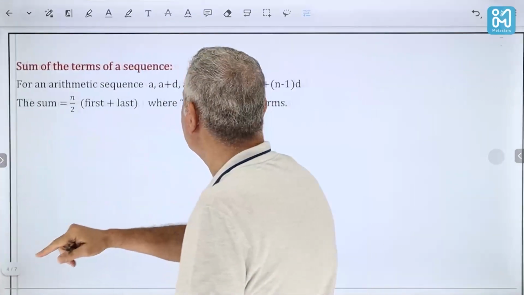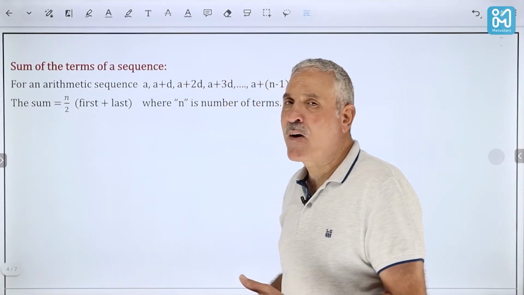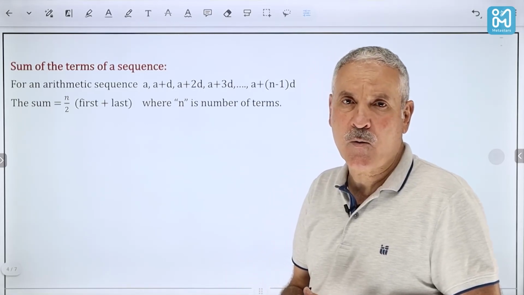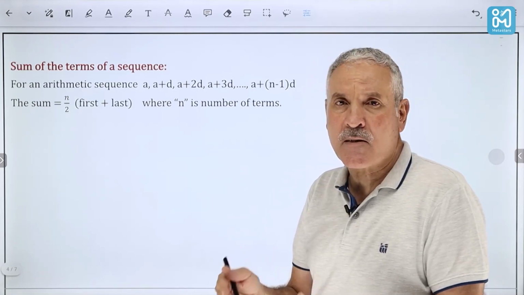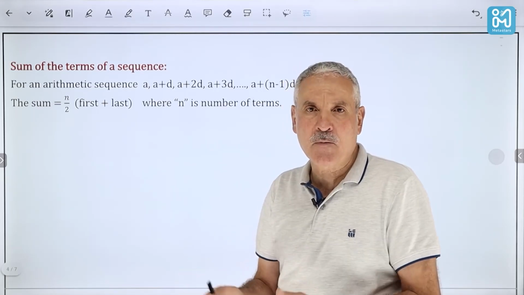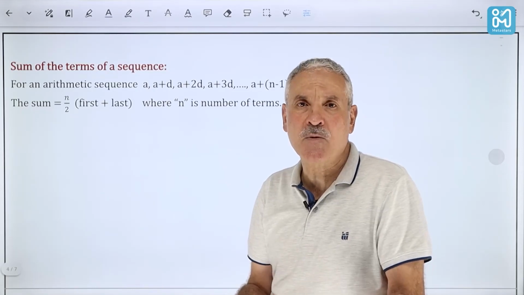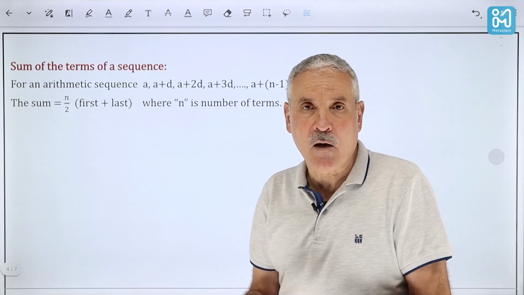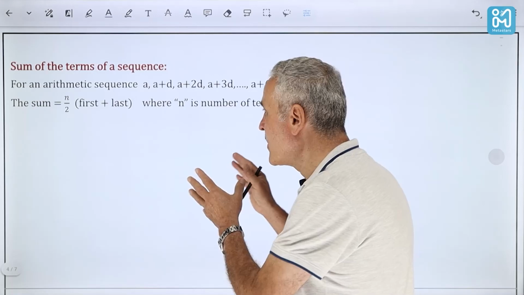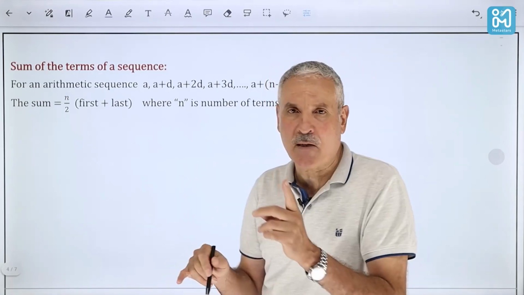And finally, we have sometimes been asked to find the sum of the terms of a sequence. It's just you finding the sum, you add them up. But they may ask you to find the sum of 50 terms of a sequence. So you have, in other words, to find those 50 terms and then add them up, which will take long. I have a help for you here for finding the sum of the terms of just arithmetic sequence.